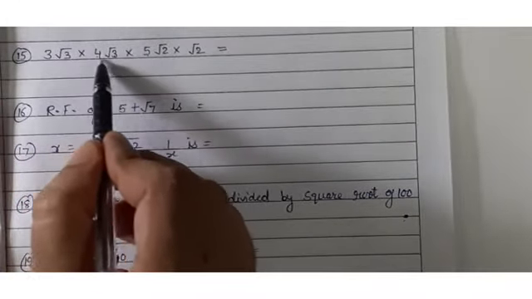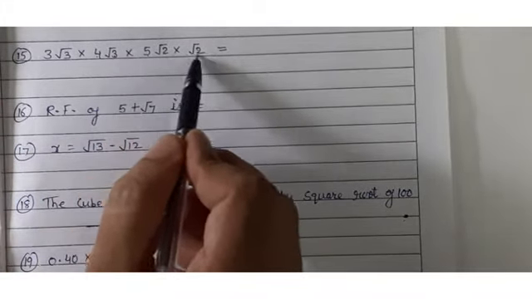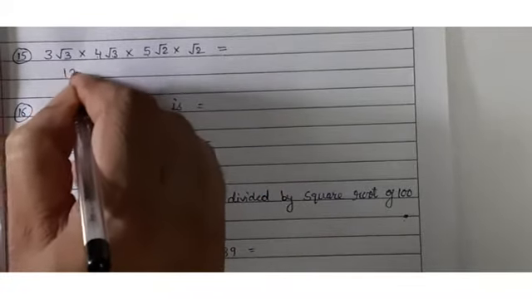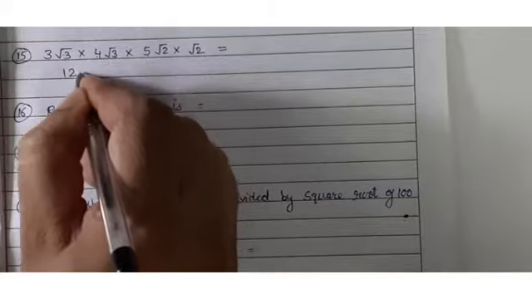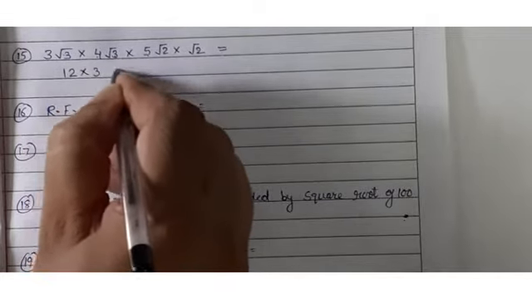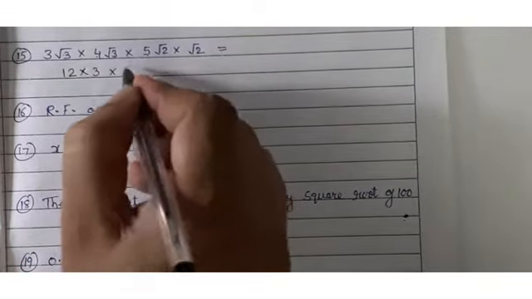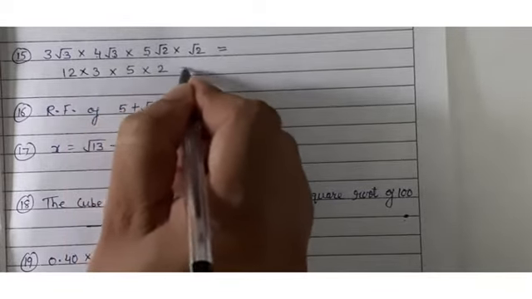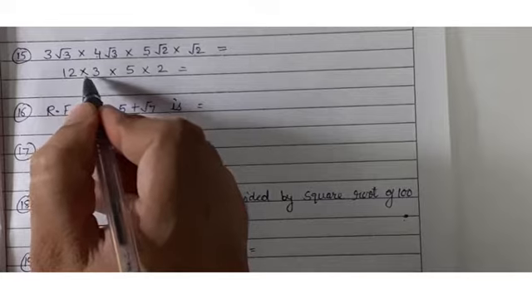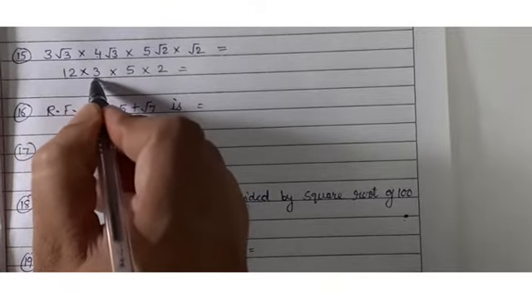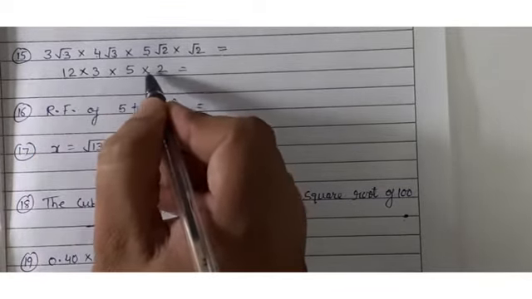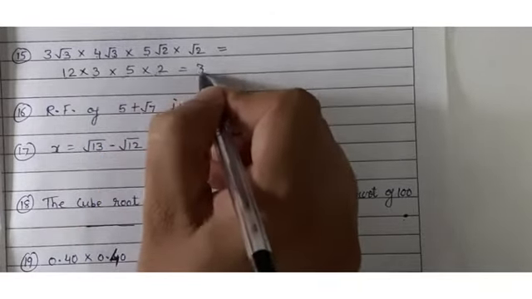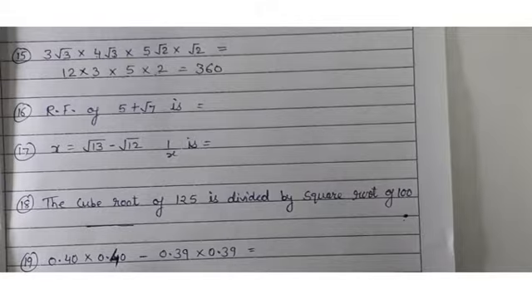Yes, 15th question. 3 root 3 into 4 root 3 into 5 root 2 into root 2. Okay, 3 4s are 12. Root 3 into root 3 will become 3. Here 5 is, and root 2 into root 2 will be 2. 12 3s are 36. 36 5 2s are 10, no? 36 10s are 360. This is your answer.